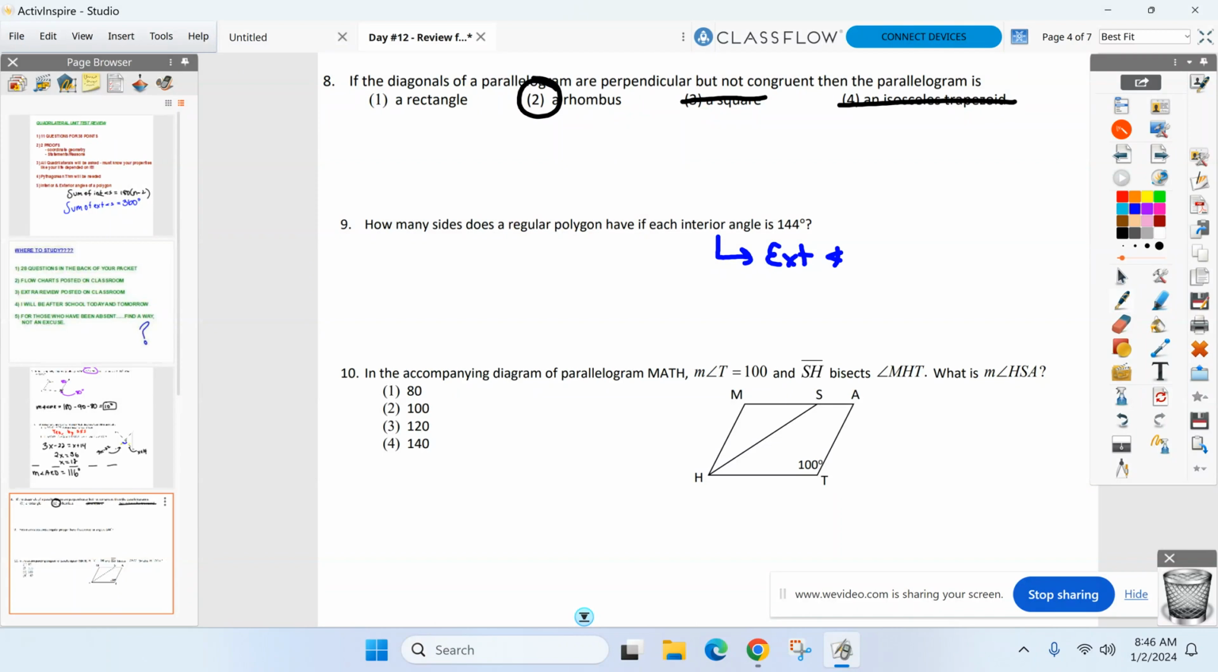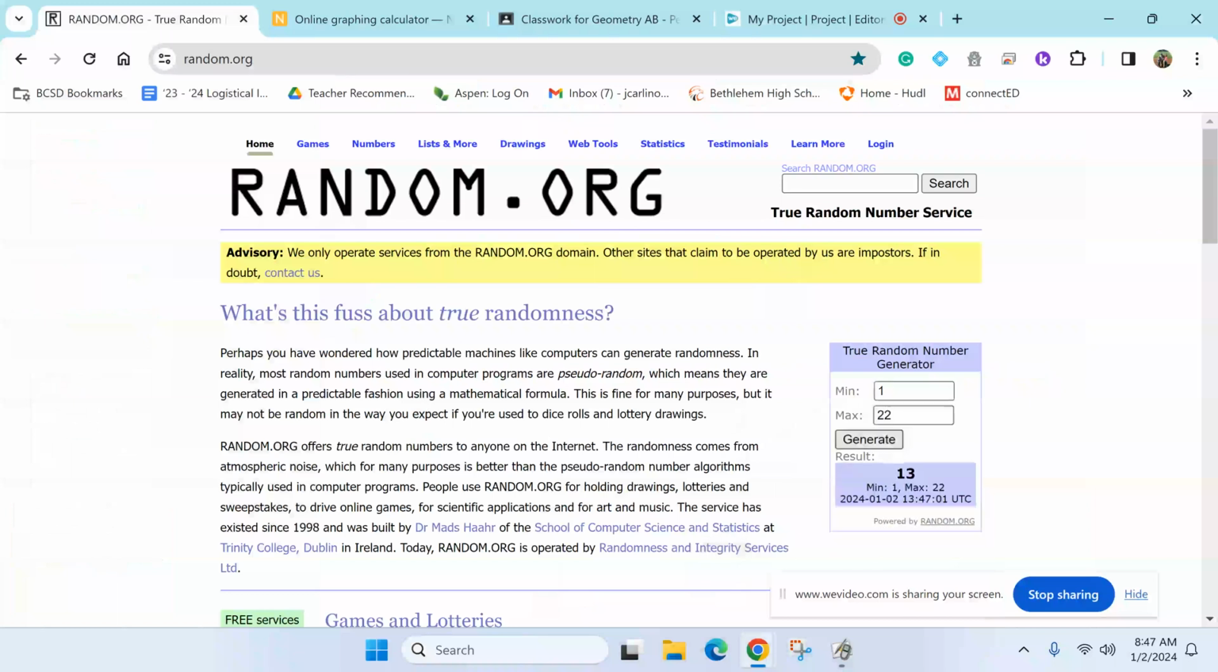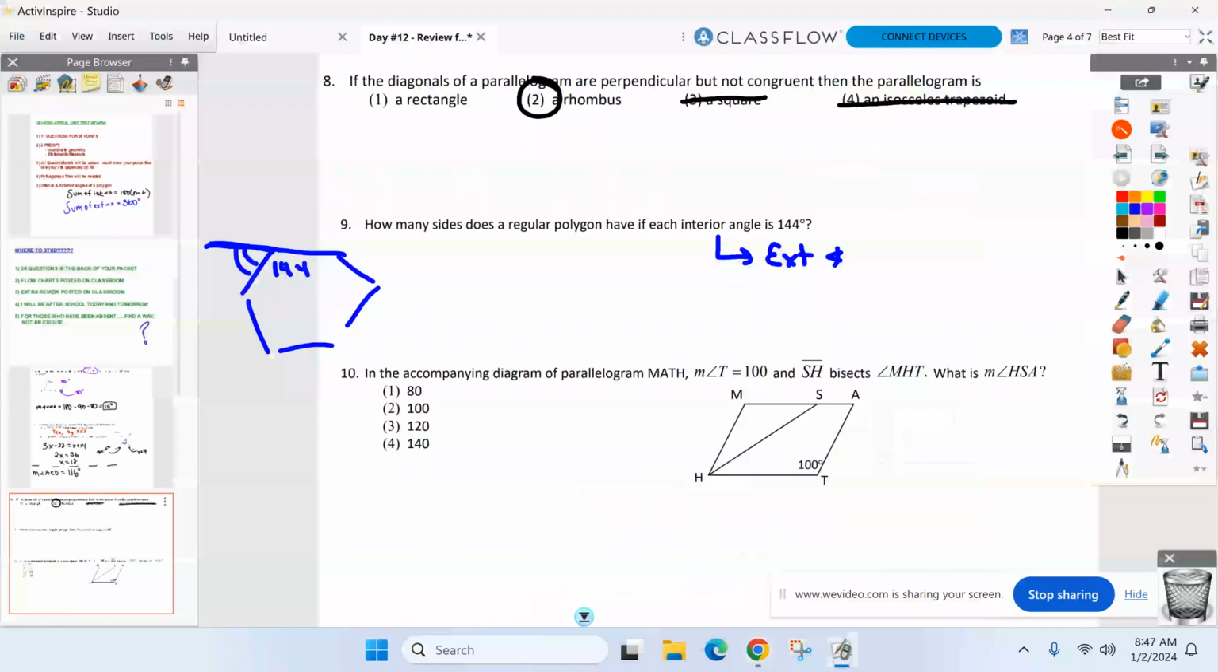And remember how it works. I don't know what this figure looks like, but if this is 144, the interior, how do I find the exterior then? What's the relationship? Jonathan, what's the relationship between these two? Supplementary. So if that's 144, what's the exterior have to be then?